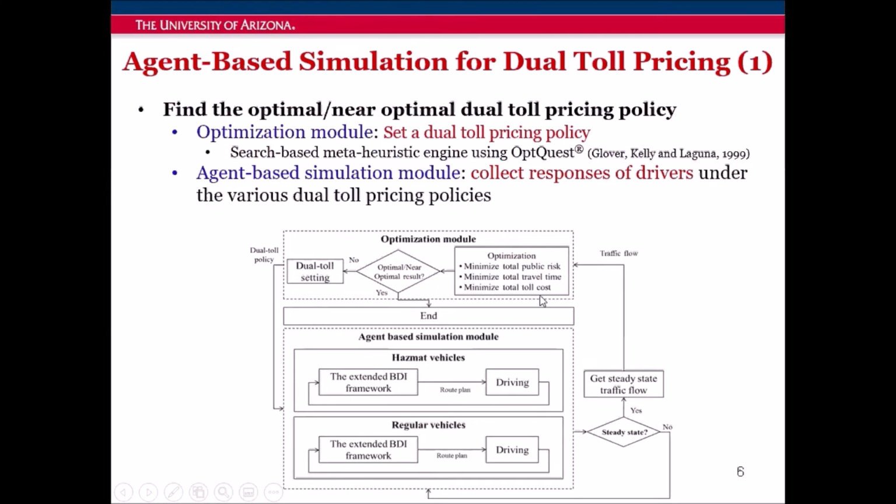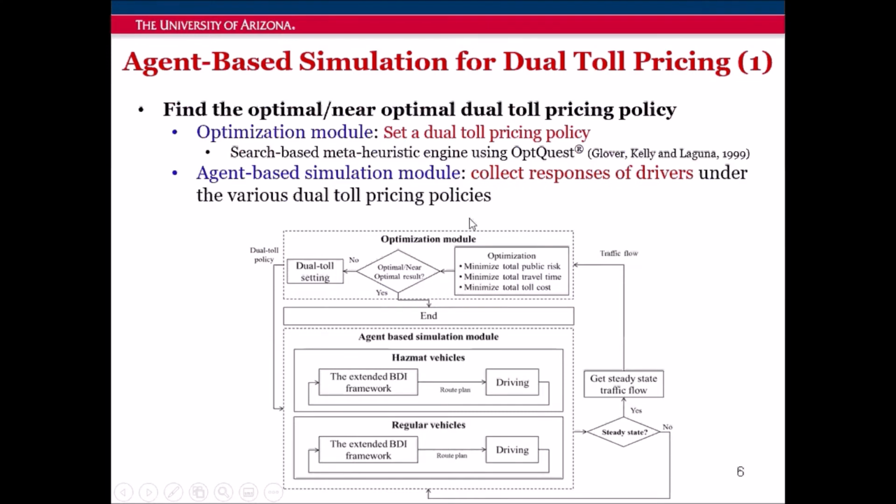We have three criteria, and if this is very satisfactory, then we can stop the optimization and use the current policy. However, if it's not the optimum, we can change our policy multiple times using this optimization module. The next policy will be evaluated by this simulation model, and the third one also can be evaluated, the fourth one, the fifth one, right?